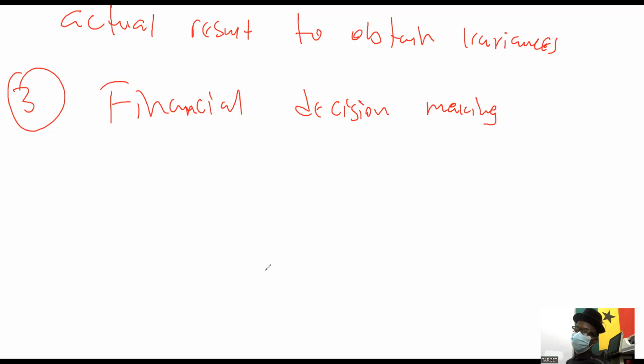Now, when you talk about financial decision making, here it is about deciding on the course of action, making choices about the course of action. Here, the financial manager has the main decisions. There are 3 in number. So the main decisions are the main ones.